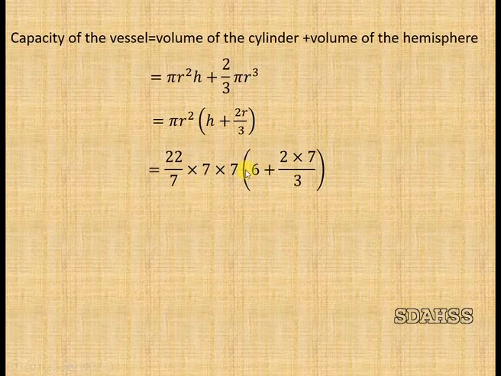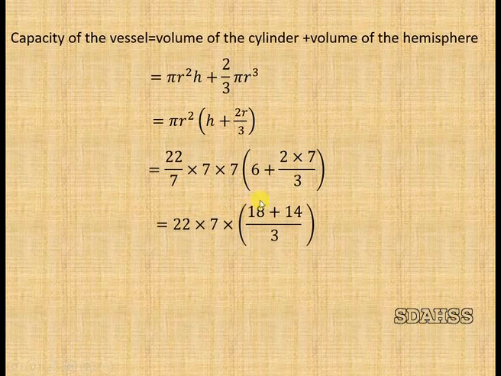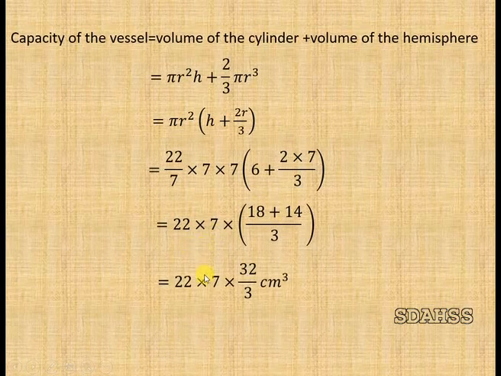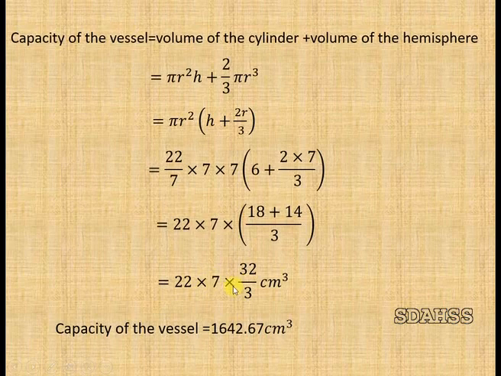Cancel the numerator and denominator by 7. So you have 22 into 7 into, here take the LCM, the LCM is 3, cross multiply. So you have 18 plus 14, which is equal to 22 into 7 into 32 by 3. Then when you multiply and divide by 3, you will get 1642.67 centimeter cube. So the capacity of the vessel is equal to 1642.67 centimeter cube.